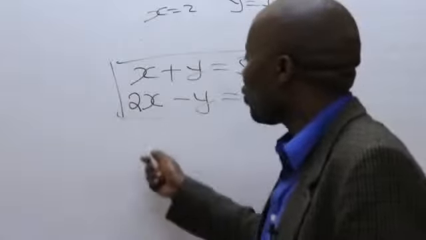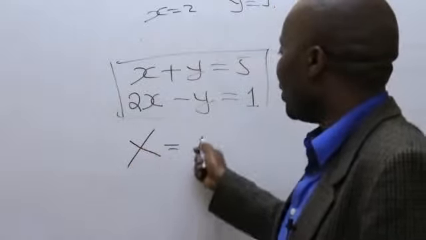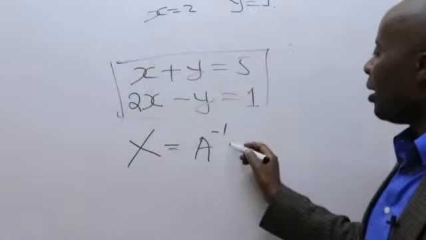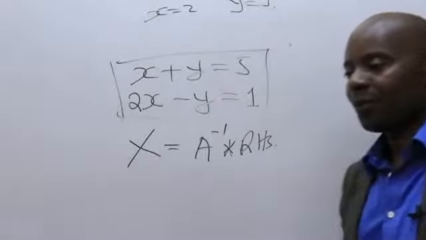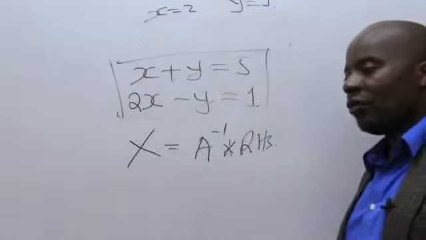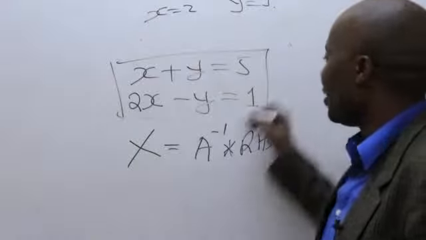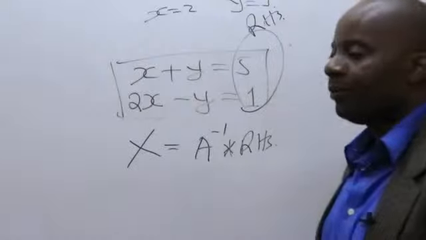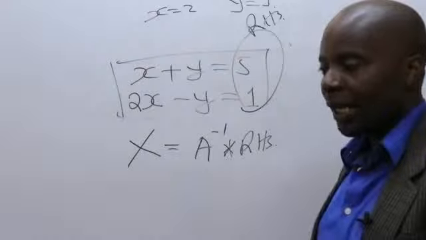Remember, for us to be able to get the unknowns, we normally take the inverse of A. The inverse of A multiplied by what here? The right-hand side values. The inverse of A multiplied by the right-hand side values. Remember, these are the right-hand side values.